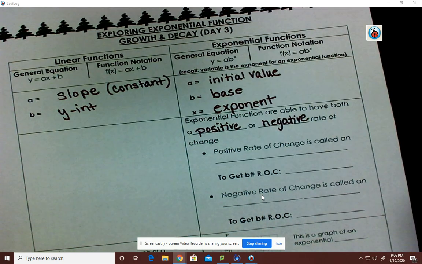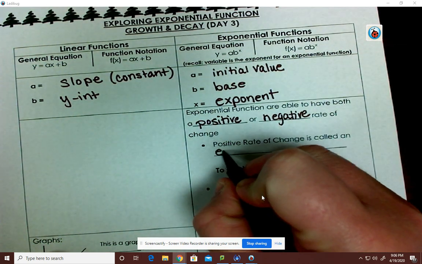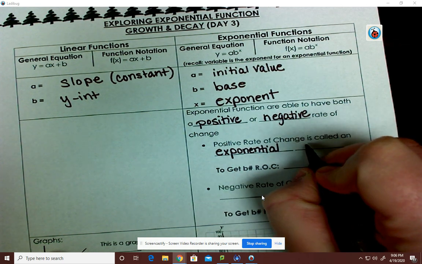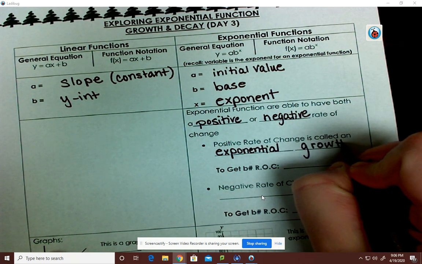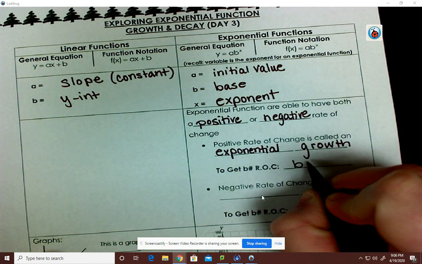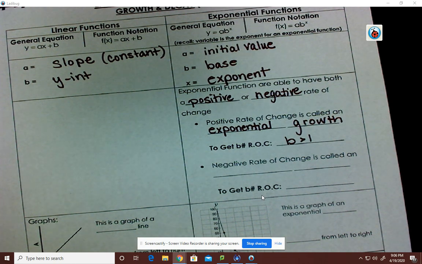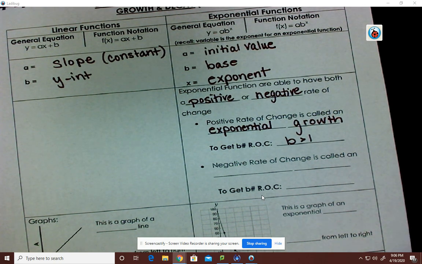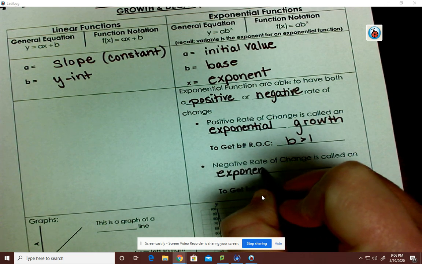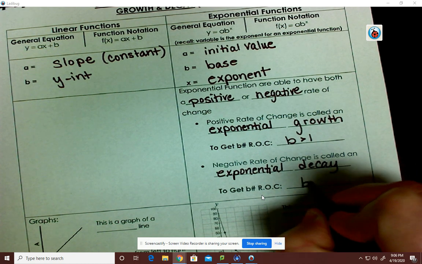We're going to look at a couple of new terms. Positive rate of change is called exponential growth. And to get exponential growth, we know that b has to be greater than 1. And then a negative rate of change is called exponential decay. And here we know b has to be less than 1.